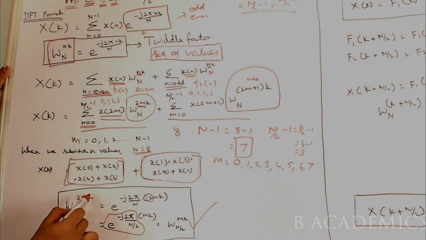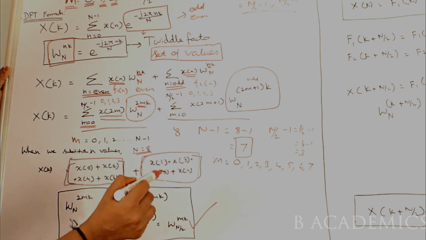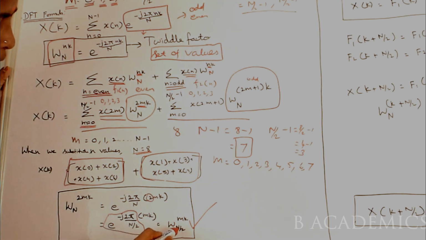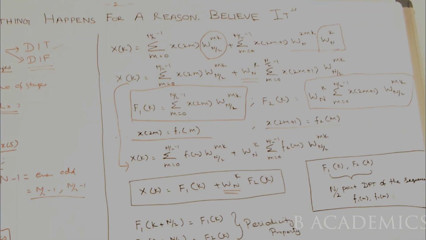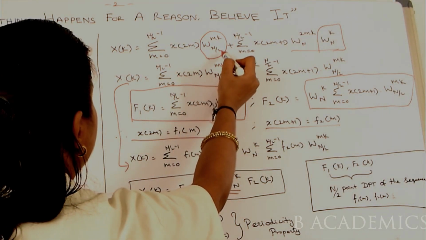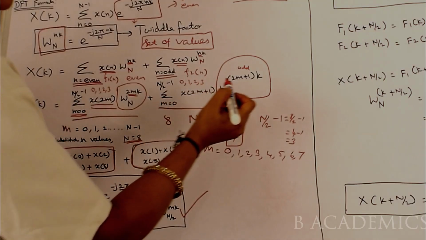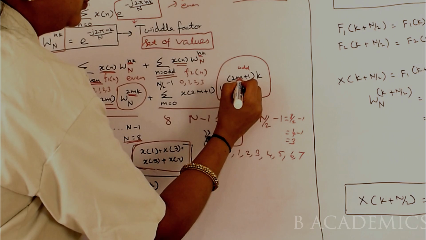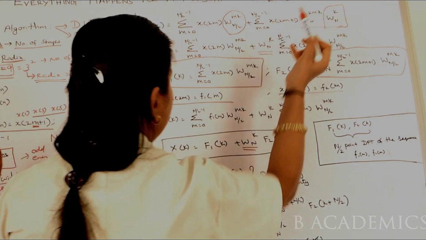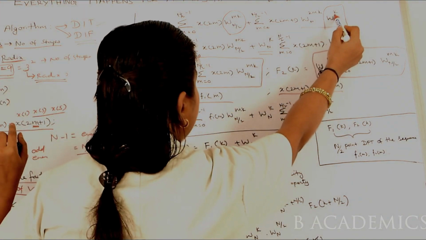W n 2mk can be written as e power minus j 2 pi by n 2mk, which can be written as e power minus j 2 pi divided by n by 2 into mk. And this e power minus j 2 pi by n by 2 can be written as W n by 2. Why? Because W is e power minus j 2 pi. So W n by 2 mk. This is what I have substituted here. And here when you look for odd, you can multiply 2m into k, 2mk, 1 to k.